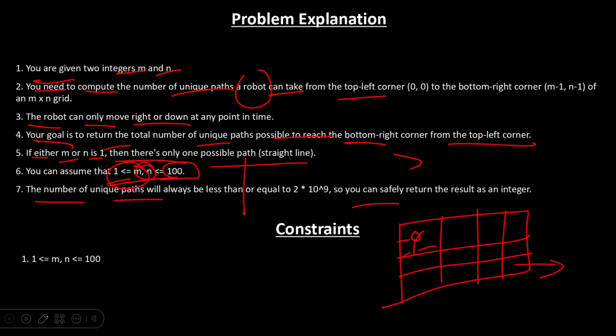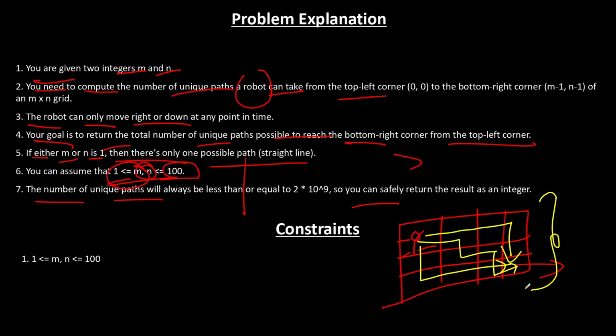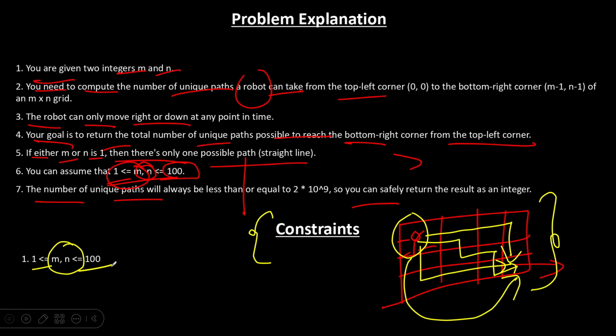For that, the robot can go to the right side, then down. This is one of the ways. Or it can go down and come here. Or it can go down, then down, go to the right, then come here, then go to the right. So we have to find all these possible ways for this robot to reach this particular point, and we have to return it. The constraints for this problem are that the m value and n value are between 1 and 100. I hope you understood the problem explanation. Now let's move to the next slide.